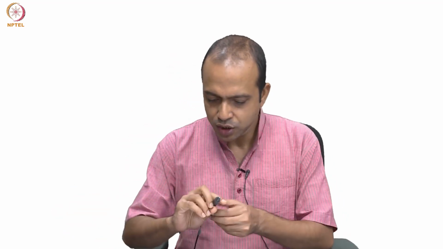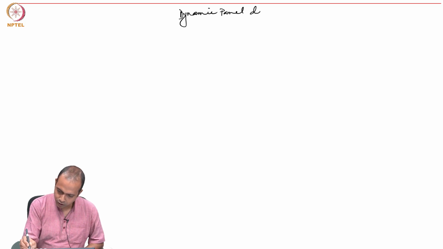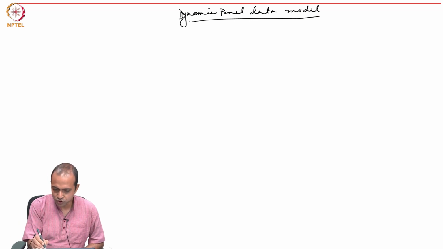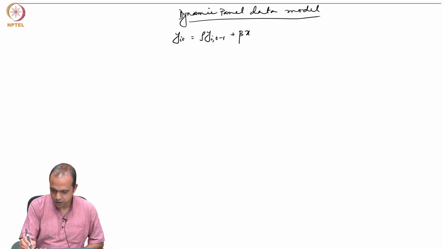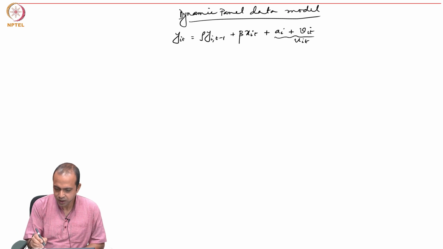Just a quick recap of the model. So our dynamic panel data model equation was y_it equals rho y_i,t-1 plus beta x_it plus a_i plus v_it, and this a_i plus v_it is actually the combined error term, which is u_it.